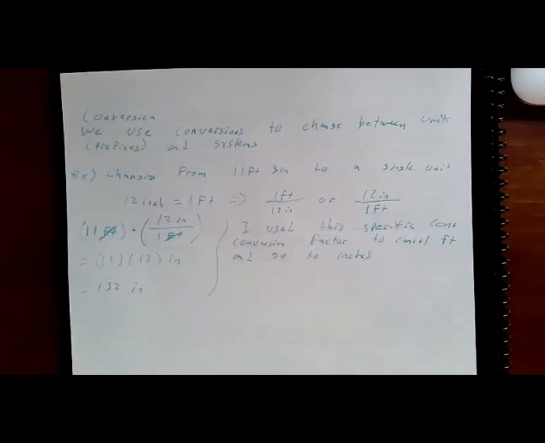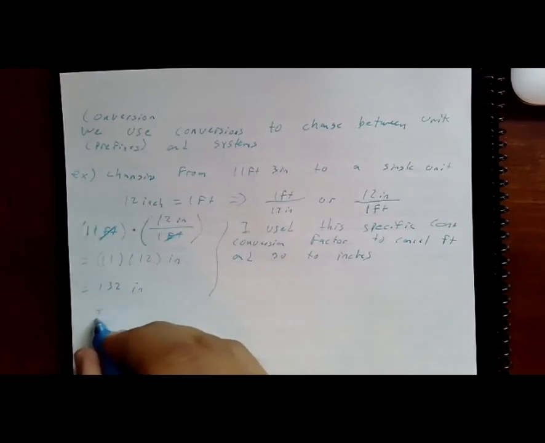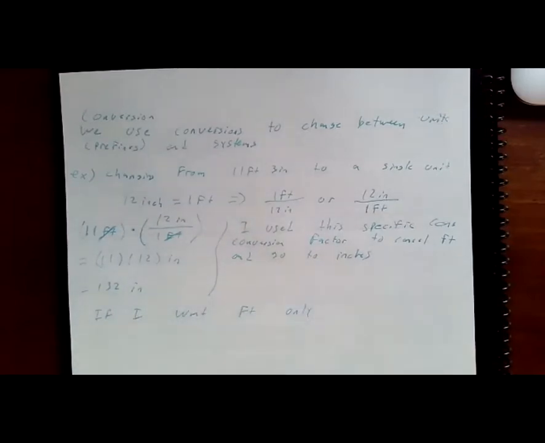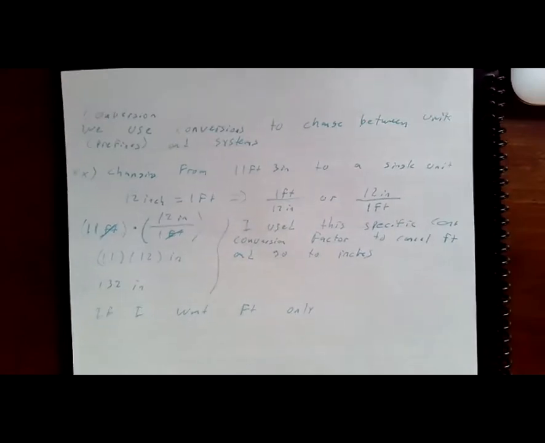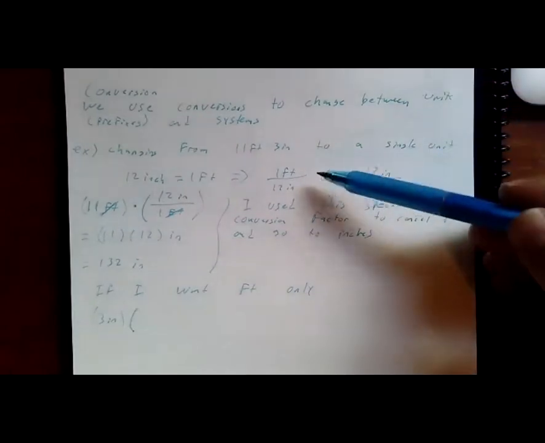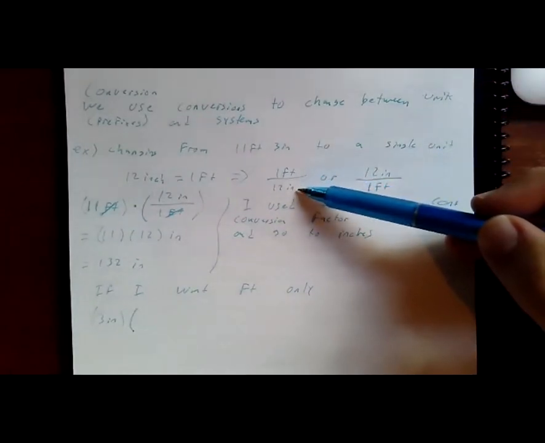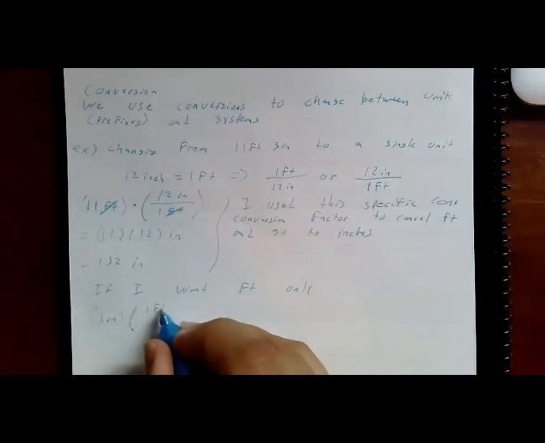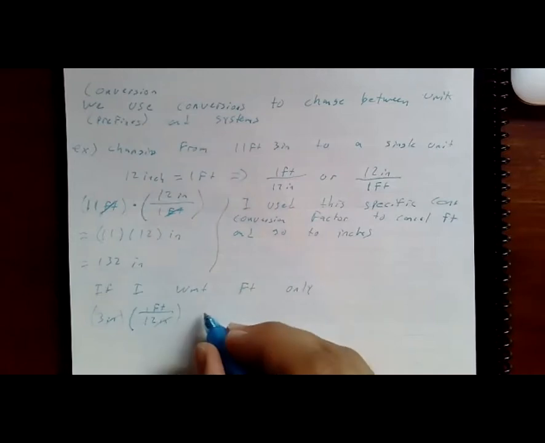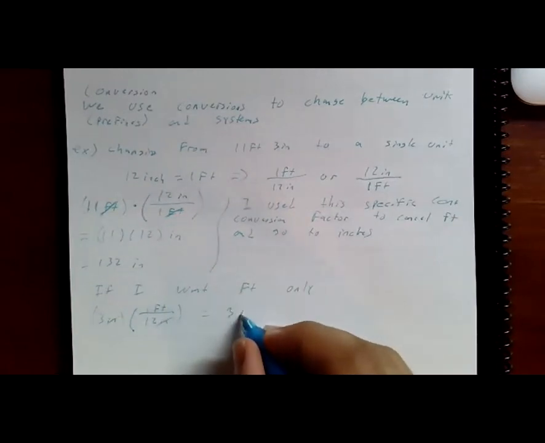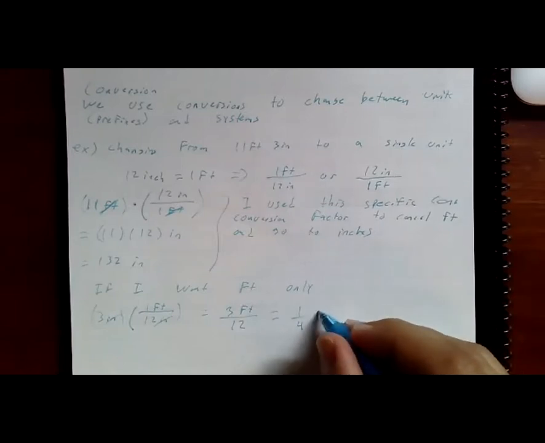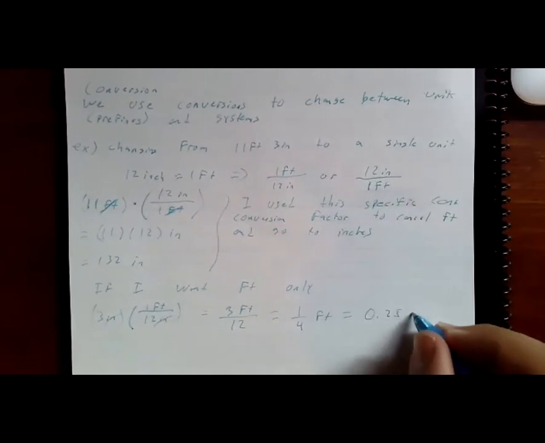So now, if I were to go the other way, if I want everything in feet only, then all I need to change is the 3 inches. So you take 3, multiply it by the correct conversion factor. I'm going to choose this factor, with inches on the bottom, so I want to get rid of inches. So inches will cancel, leaving me with 3 feet over 12, which will reduce to 1/4 feet, which is really what? 0.25 feet.